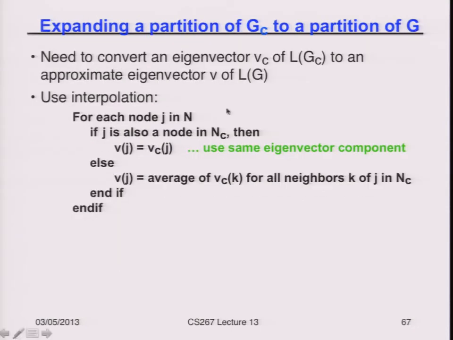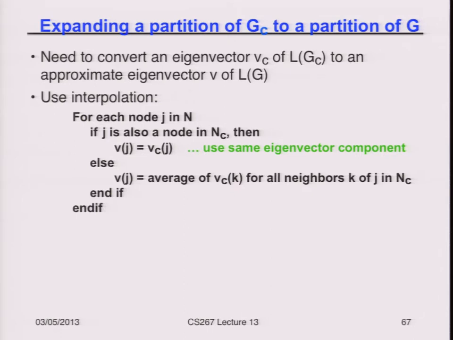Okay, so now I have to say, how do I extend a partition of my coarse graph, remember, I'm doing spectral bisection, to a partition of the finer graph? So what that means is I have an eigenvector for the second smallest eigenvalue of the coarse graph. That's, I'm going to say, an approximate eigenvector in some sense for the fine one. And I need to update it. I need to make it a more accurate second eigenvector.